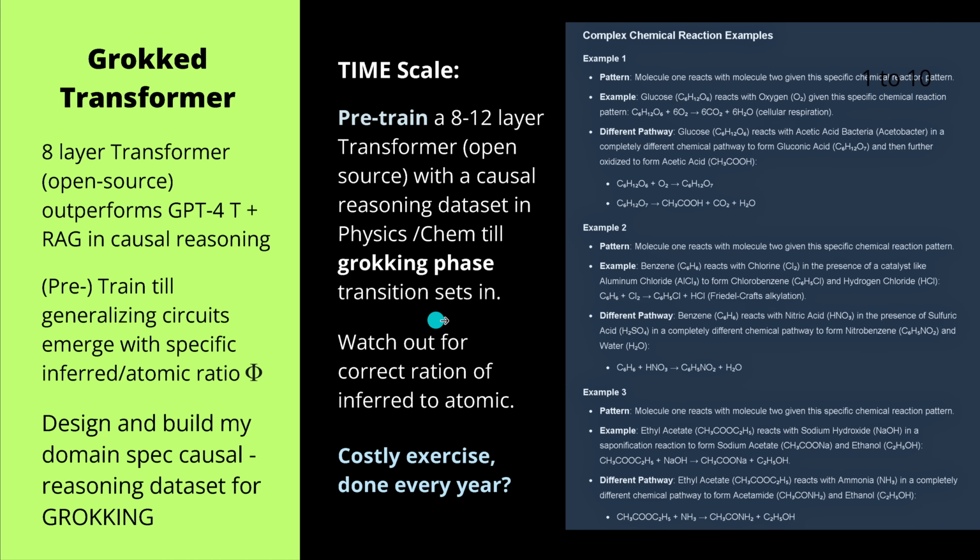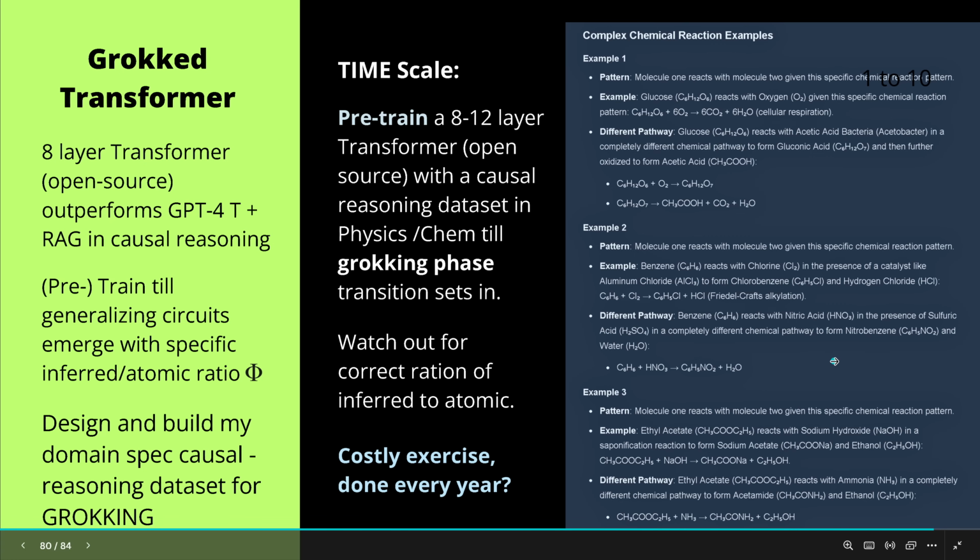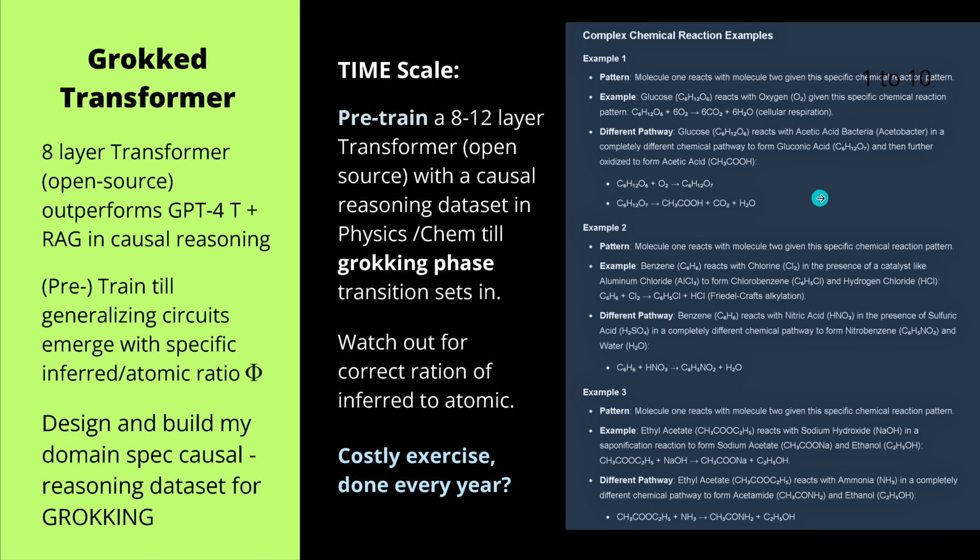So of course you have to watch out for the correct ratio of inferred to atomic knowledge data, as I've shown you in video 2. And this is a costly exercise. So I think if you're a company interested in this, maybe you do it once every year. At first, you start with your established body of knowledge, and this is your pre-trained model that has the level of complexity in its pre-training data that you need.